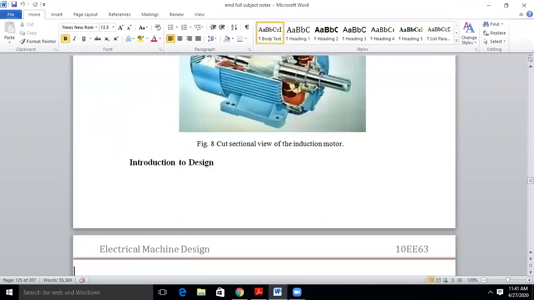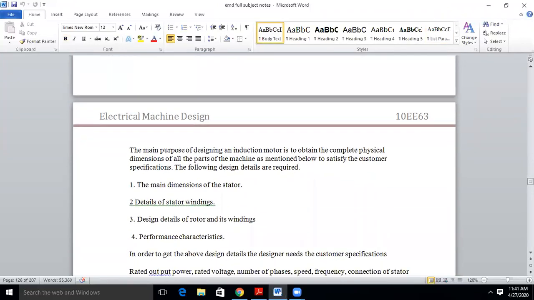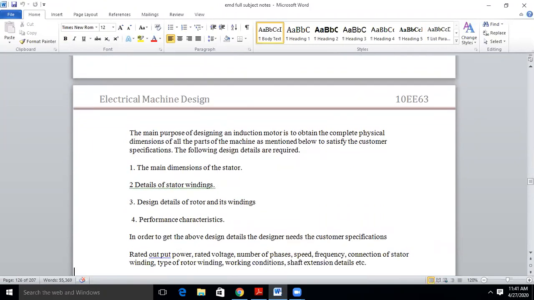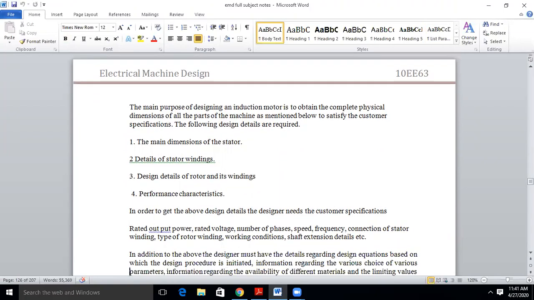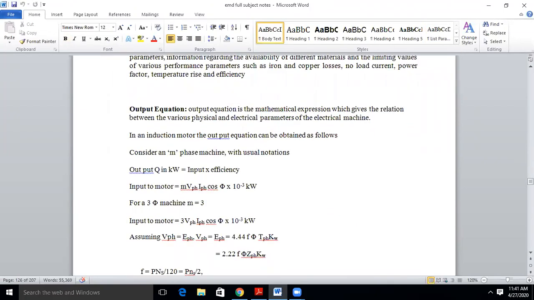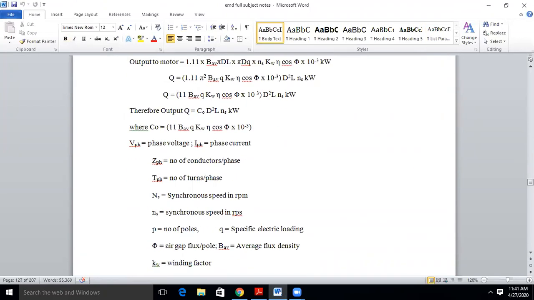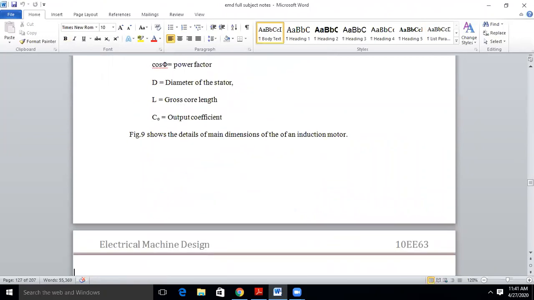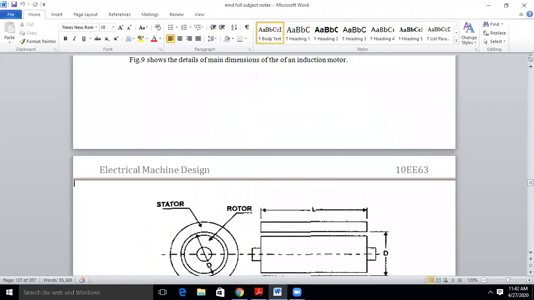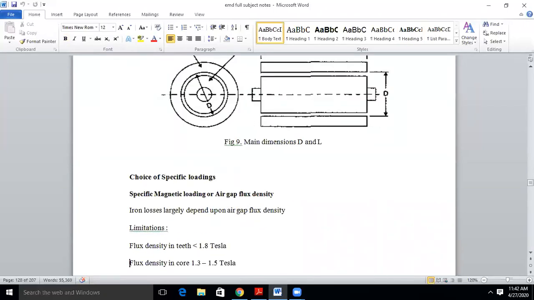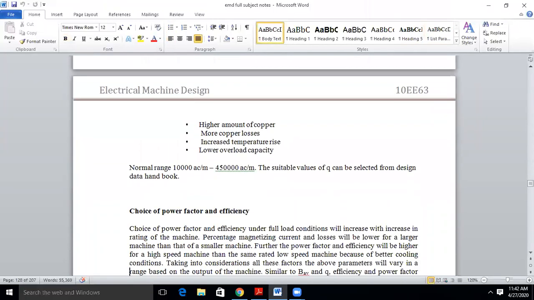Again, in the design parameters we have considered the main dimensions of the stator, details of stator windings, design details of the stator and its windings, and performance characteristics. We have also seen the output equation of a three-phase induction motor, and the choice of specific loadings. There are two specific loadings: one is specific magnetic loading and the second is specific electric loading.